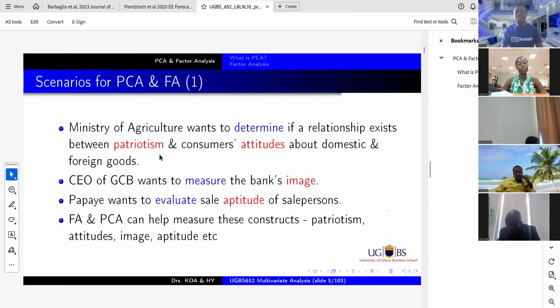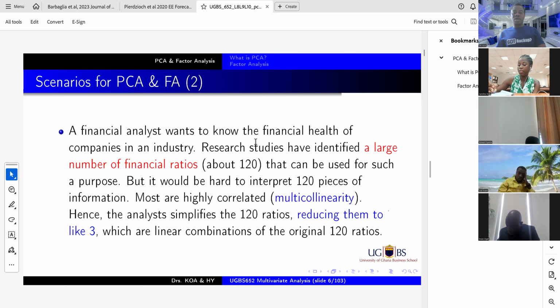Another example: the CEO of Ghana Commercial Bank wants to measure the bank's image. How do you measure the image of a bank? By the way, you can use a lot of machine learning models for some of these things, especially natural language processing. But we are looking at it from the perspective of abstract concepts. Papaya wants to evaluate the aptitude of salespersons. Again, that is some sort of abstract. So principal component analysis and FA can help you to measure these constructs: patriotism, attitudes, image, aptitudes, all of that. It can help you handle them. So that is why you need them.